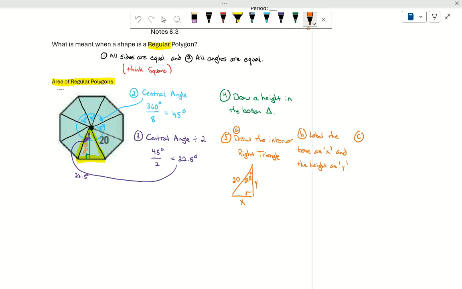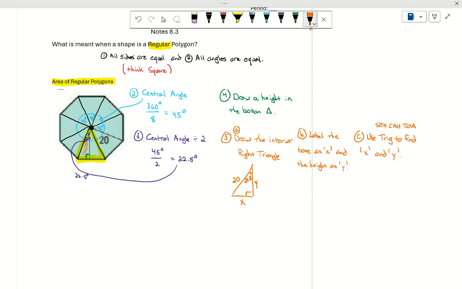Okay, step C is going to be use trig. Remember, that's SOHCAHTOA. So we're going to use SOHCAHTOA, and we're going to use it to find X and Y. So this is going to be, you're going to have to remember how to use trigonometry. SOHCAHTOA, sine, cosine, tangent. Let's find X first.